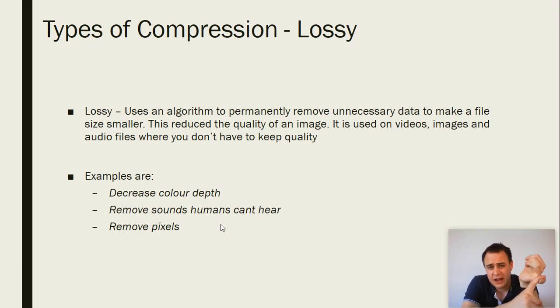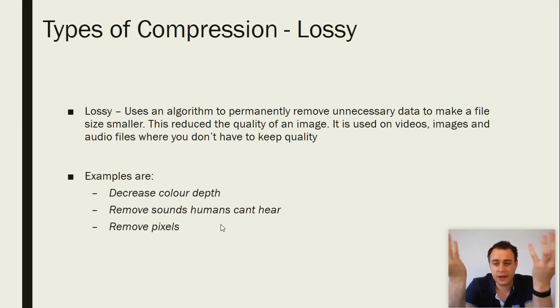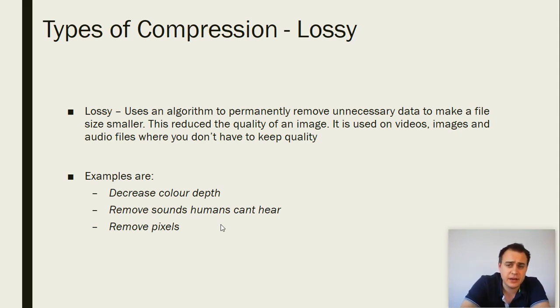So you can take the color out, decrease the color depth. You can remove sounds that humans can't hear. For example, with MP3s, humans can only hear up to 20,000 hertz. If you've got sounds that are above 20,000 hertz, humans aren't going to hear it anyway, so you can take that out of the audio file. You can remove pixels. For example, this screen of me right now, if you remove pixels out of that, it'll be less quality, but you'd still be able to see me and what I'm doing. So can you please copy down this entire slide? Cheers.